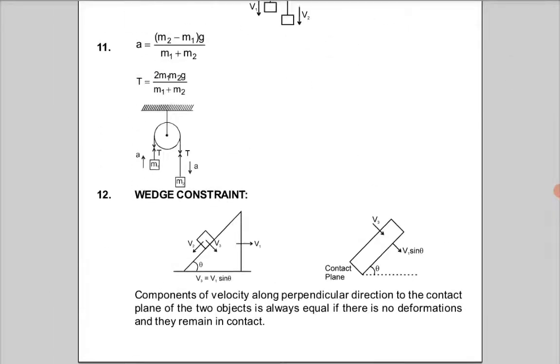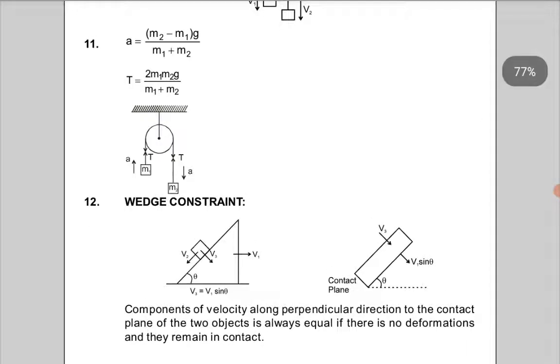Wedge constraint. Components of velocity along the perpendicular direction to the contact plane of the two objects are always equal if there is no deformation and they remain in contact. You can see these two figures.